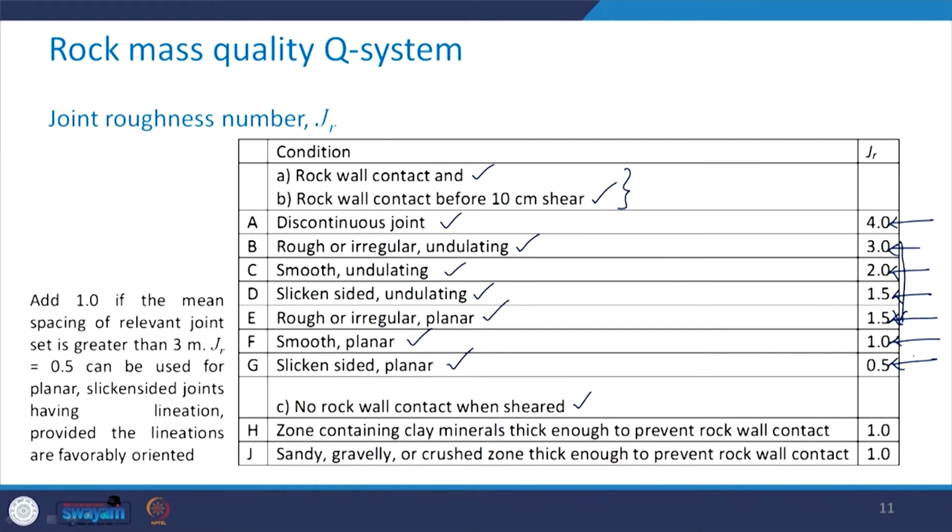Now, when you have no rock wall contact when sheared, a zone which contains clay minerals thick enough to prevent rock wall contact is assigned a rating of 1, and if you have a sandy, gravelly or crushed zone thick enough to prevent rock wall contact, then also a rating of 1.0 should be assigned to this parameter JR. The next parameter is the joint alteration number, which is represented as JA.